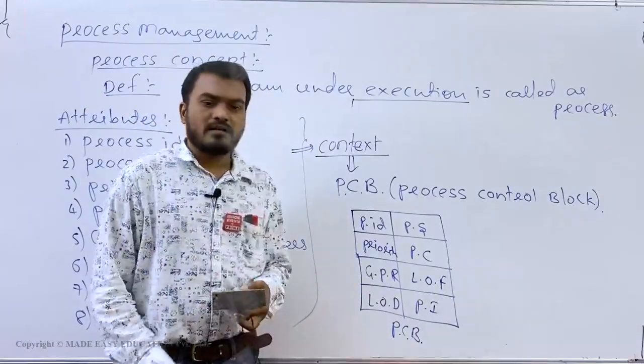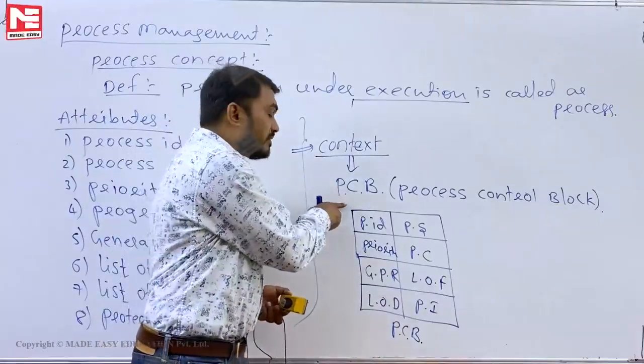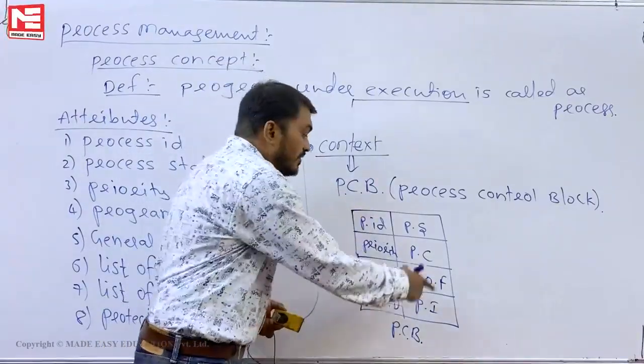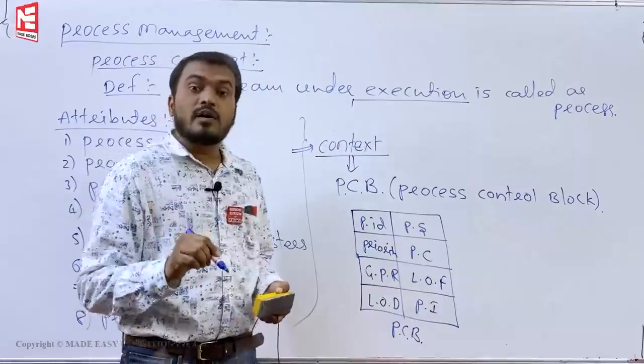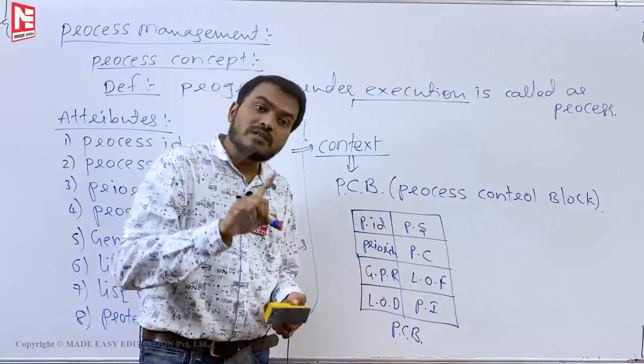Copy this. So all the attributes are called the context, and the context will be stored in the PCB, and the PCB will look like this. And remember the next point: every process will have its own PCB.